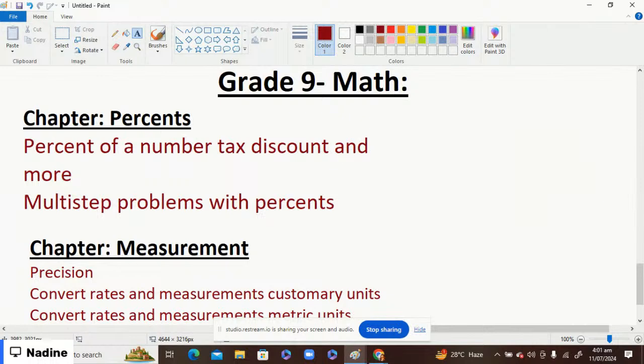So today we are here for grade 9 maths. The chapter we discuss today is percents. Only two lessons are left from that chapter, so we also start the chapter on measurements.